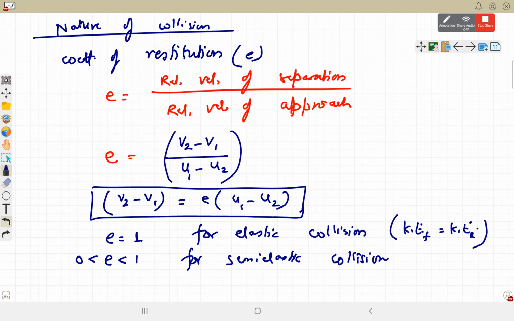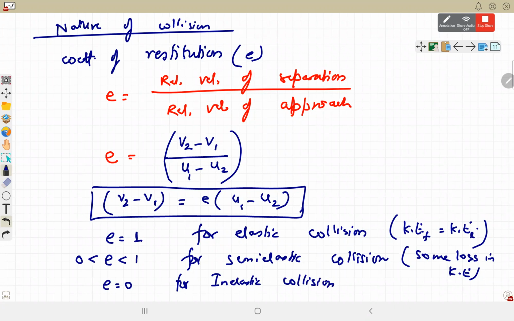In semi-elastic collision, there will be some loss, and that loss we can always calculate as initial kinetic energy minus final kinetic energy of the system. And E is equal to 0 is for inelastic. Inelastic collision means there is a maximum loss, a permanent deformation. Two bodies come and collide. E is equal to 0 means the relative velocity of separation has become 0. Both the bodies are moving together as one single mass.